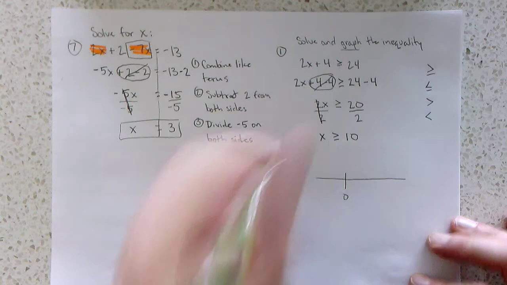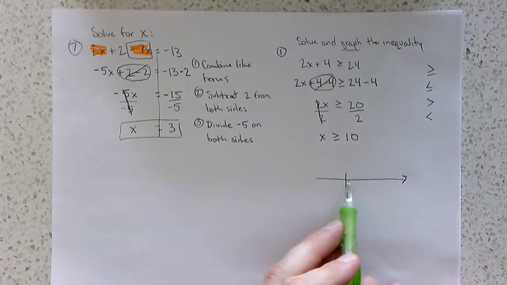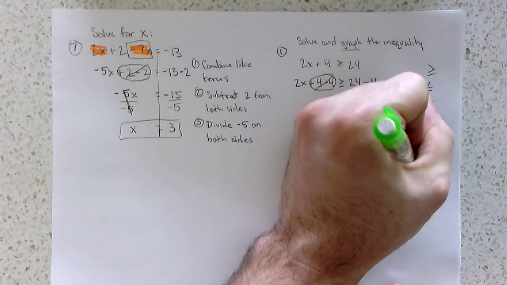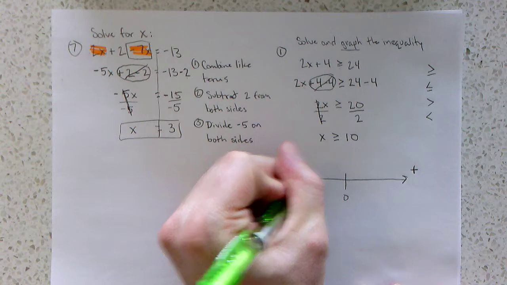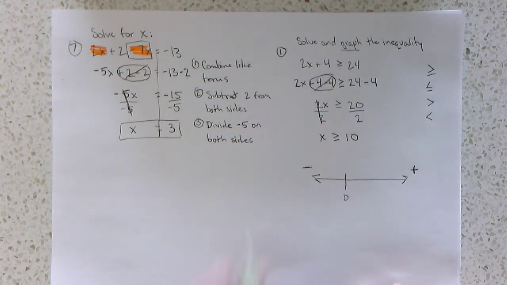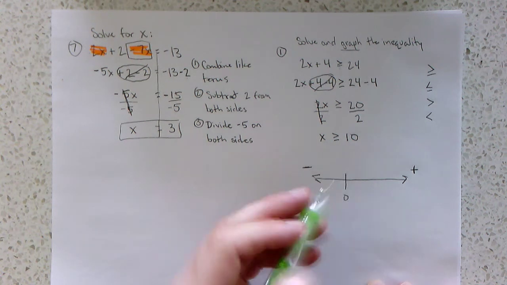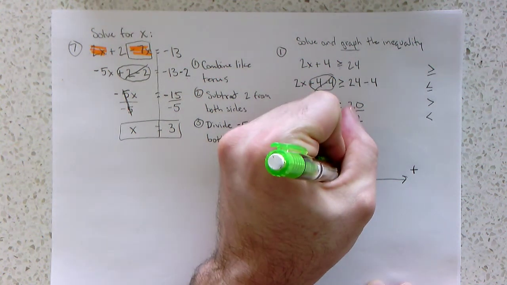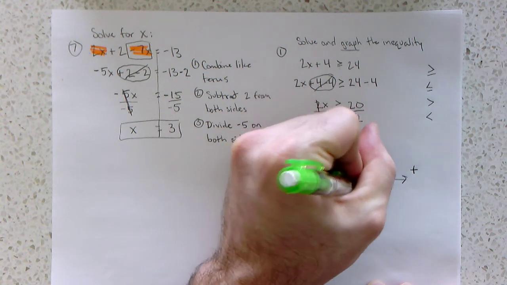I have my 0 here. So anything going to the right, I'm going in the positive direction. And when I'm going to the left, I'm going in the negative direction. So I start at 0, at 10, so I'm just going to do this by 5s. So 5, 10.